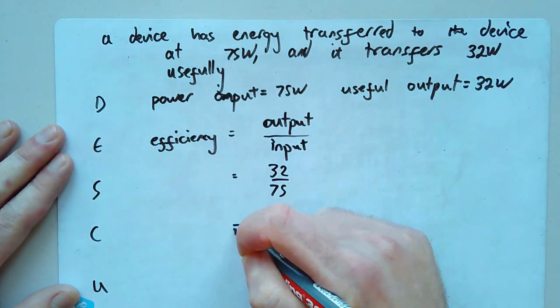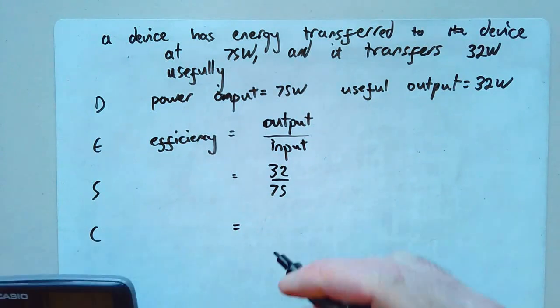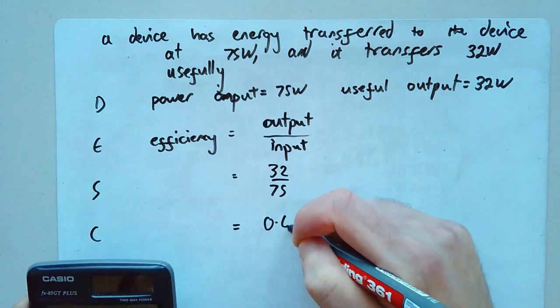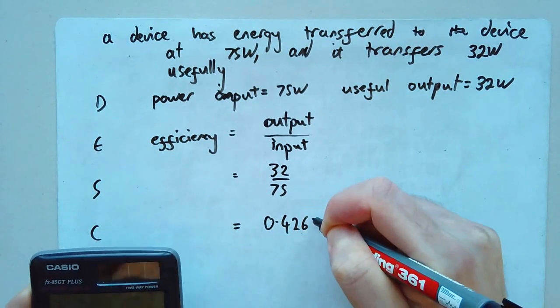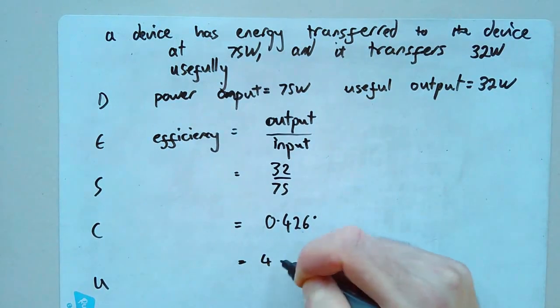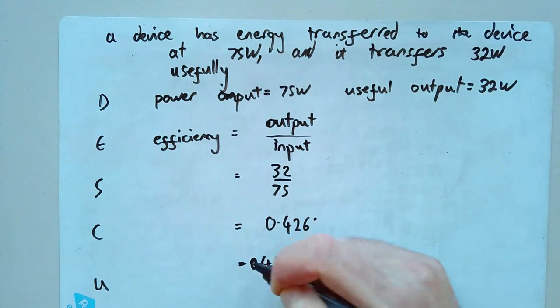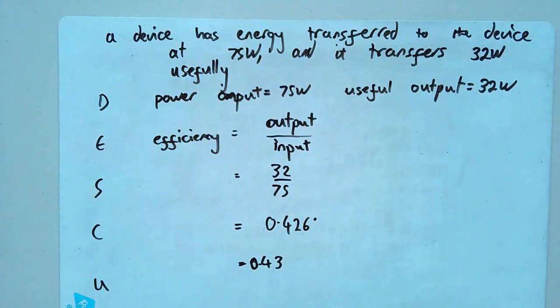I calculate that, so I get my trusty calculator. You do not do it in your head, as I've told you before. That gives me 0.426 recurring, and I'm just going to round that to 0.43. There are no units because it's a ratio, because what that means is that for every watt that goes in, 0.43 watts go out usefully.